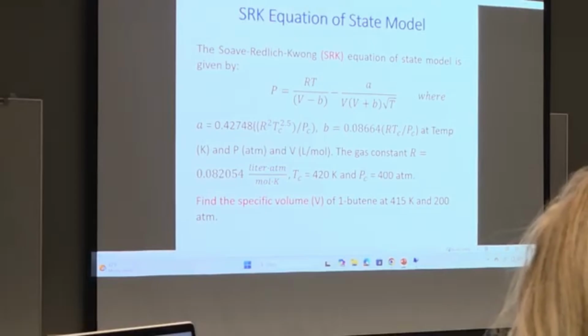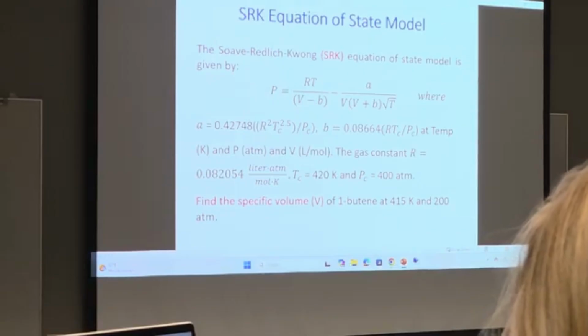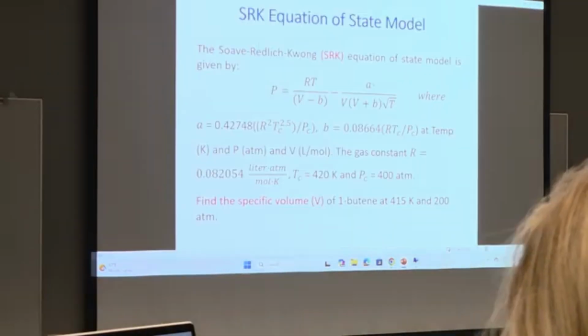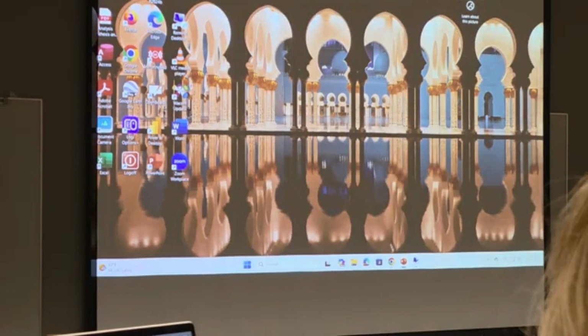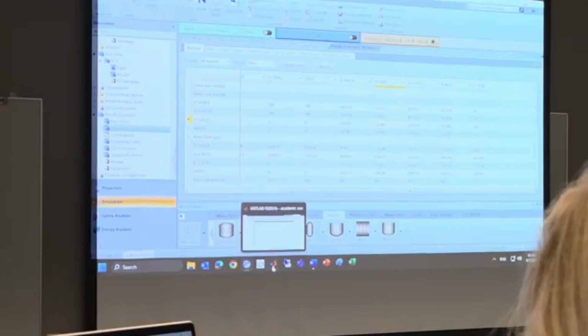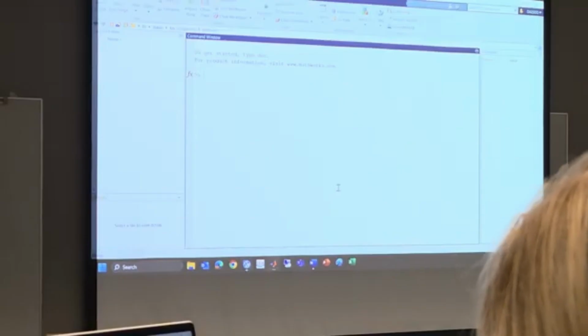Can you use MATLAB? Yes. You can do a lot of things. You can use Wolfram Alpha, or can you use MATLAB? I recommend you use MATLAB.